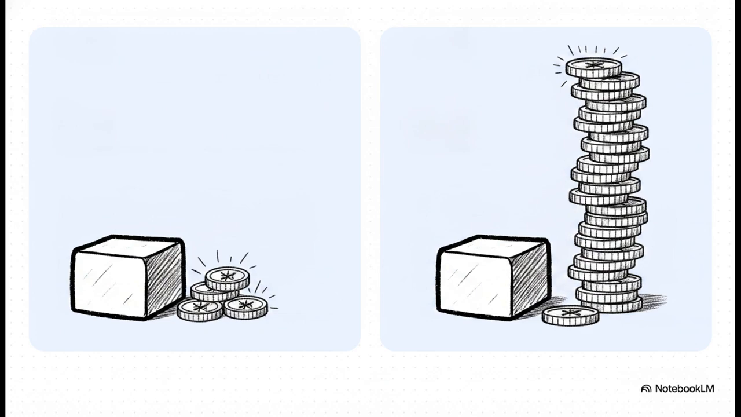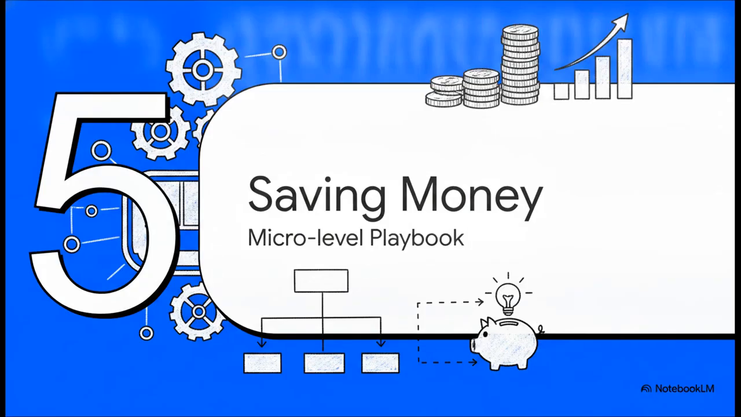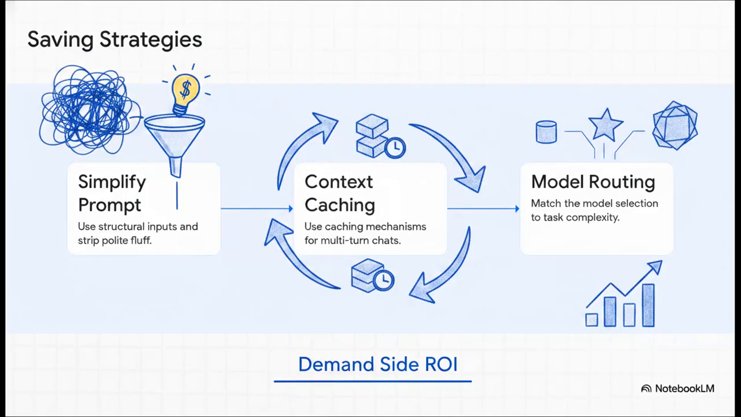Finally, Section 5, Strategies to Save Money. With this clear understanding of context windows and token consumption, let's explore Tan Cheng Li's actionable cost-saving playbook. This methodology is all about maximizing your demand-side ROI, and it really boils down to 3 sequential, incredibly effective steps to drastically boost efficiency and keep your AI bills low. Simplify prompts, utilize context caching, and master model routing.